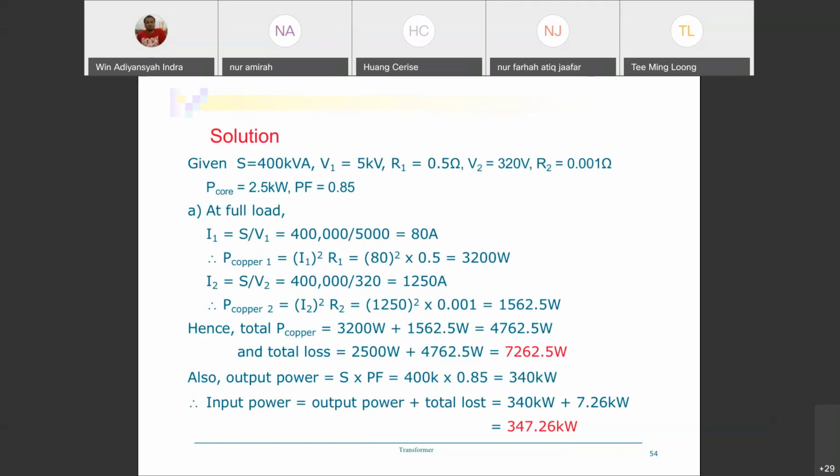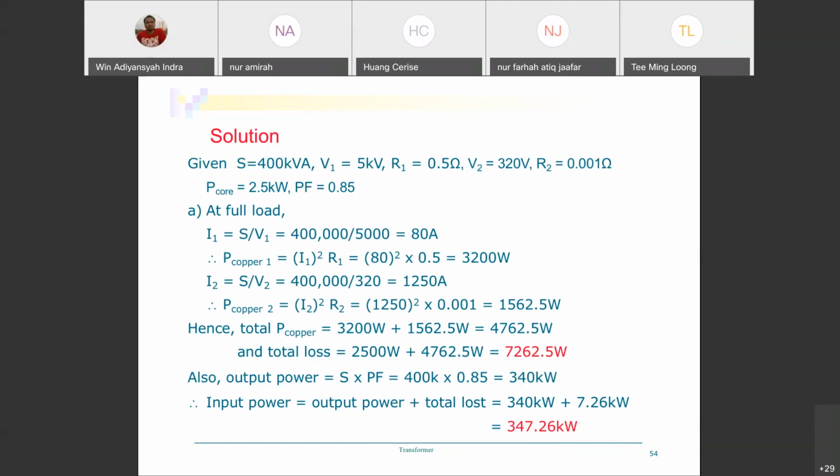V2, how do you get V2? V2 is given, 320 volt. So from that you can find the copper loss of the secondary side, P copper. I2 is given, R2 is also given, right? R2 is 0.001.